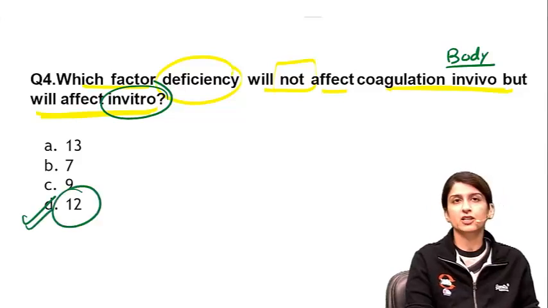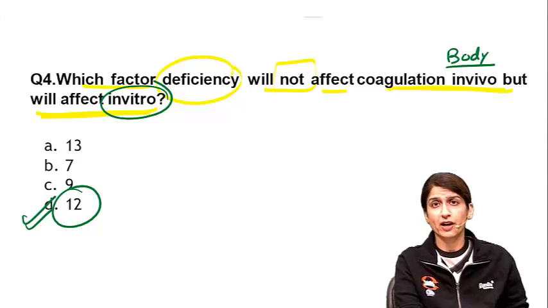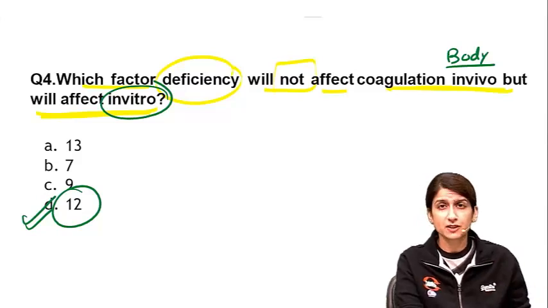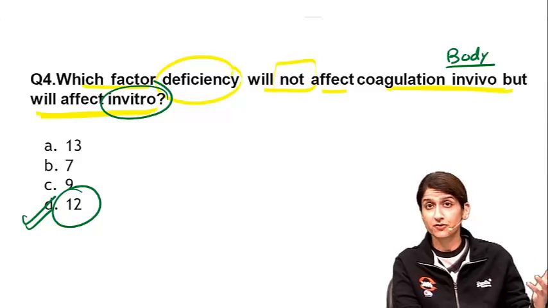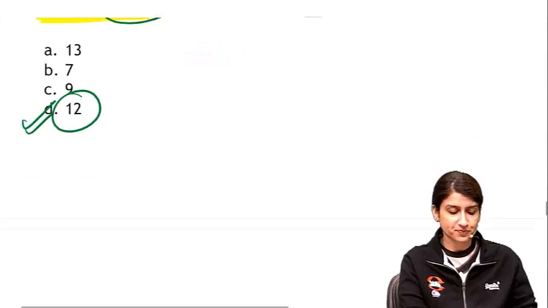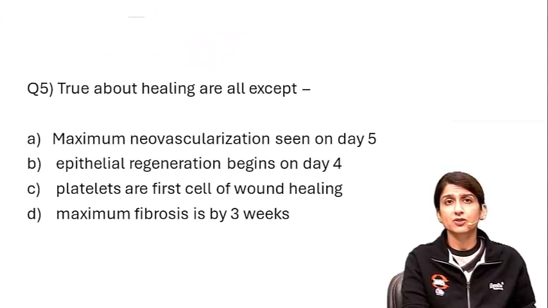Yes, your factor 12, because your body does not need factor 12 for coagulation pathway. So if factor 12 is present, body को कोई फर्क नहीं पड़ने वाला coagulation pathway में. But yes, in vitro 12 is very important. So correct answer is option D. Moving ahead to my next question.